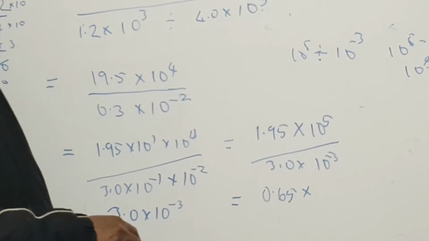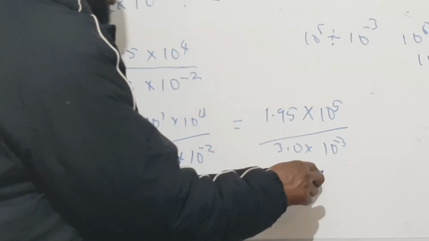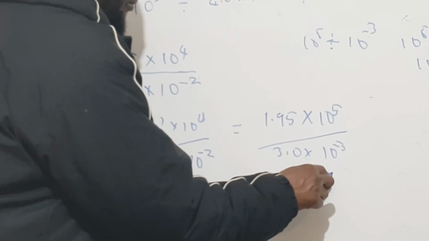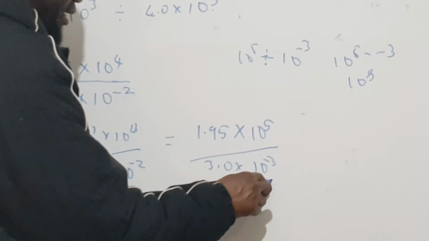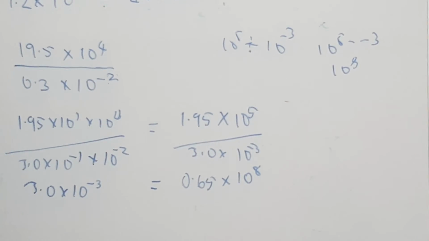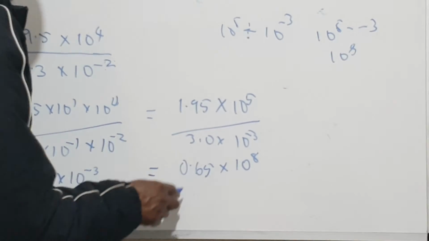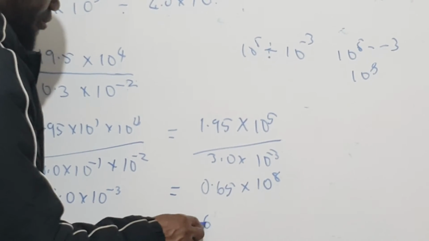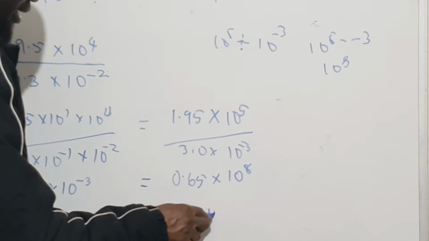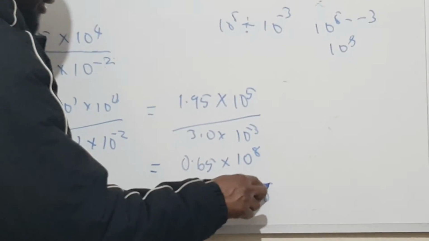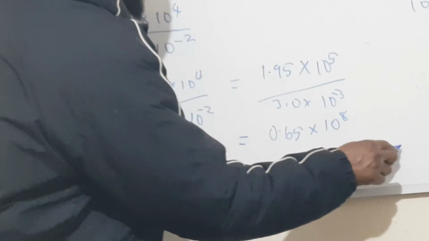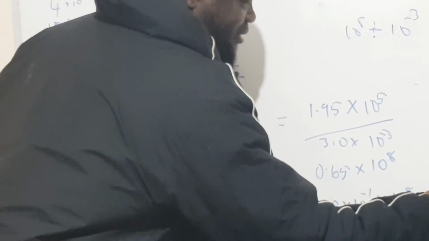Ali did that and he got all of them correct. So is this the answer still? No. We take this as standard form, yes? So this is 6.5 times 10 to the power minus 1 times 10 to the power 8. And that is equal to 6.5 times 10 to the power 7.